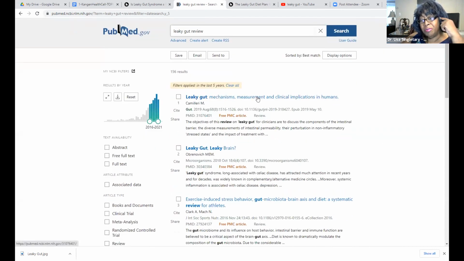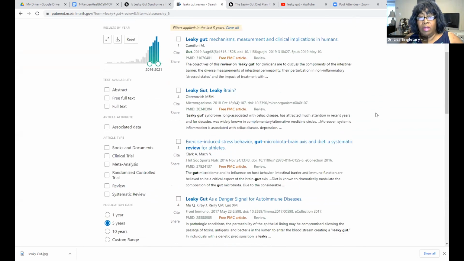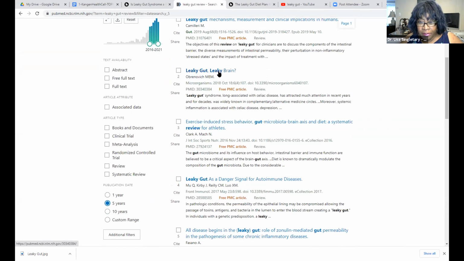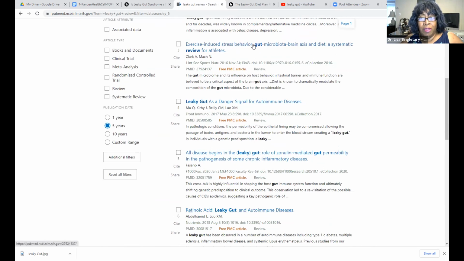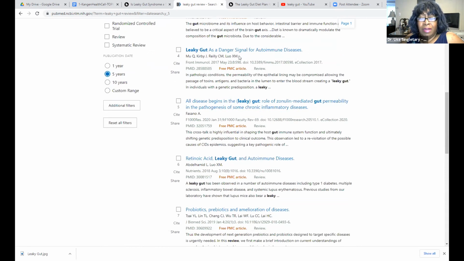Leaky gut mechanisms, measurements, and clinical implications in humans. And you can click here and get the full article. Leaky gut, leaky brain. I love that one. Again, the article is available. Exercise-induced stress behavior, gut microbiota, brain axis, and diet. So this is a systemic review for athletes. Leaky gut as a dangerous signal for autoimmune diseases. Well, I think now we know how leaky gut can be. Here we go.